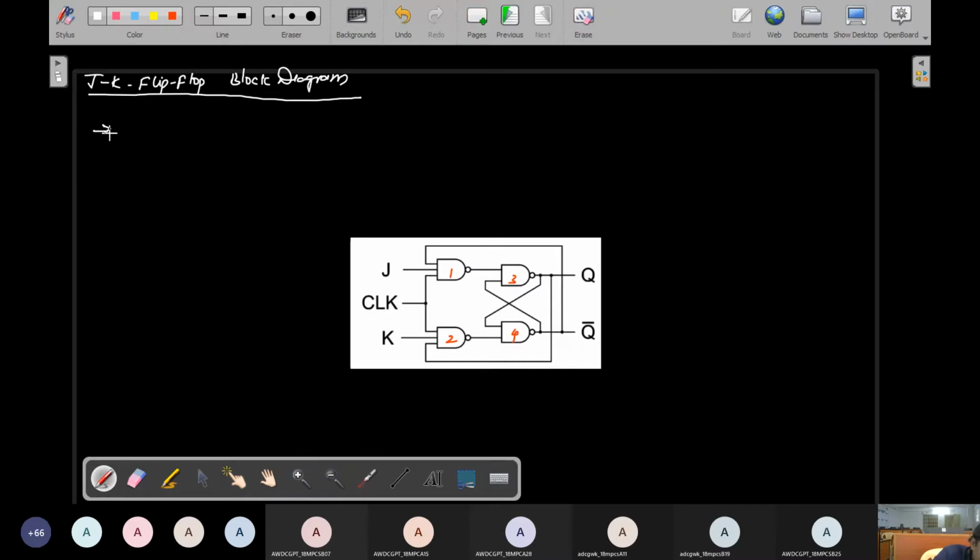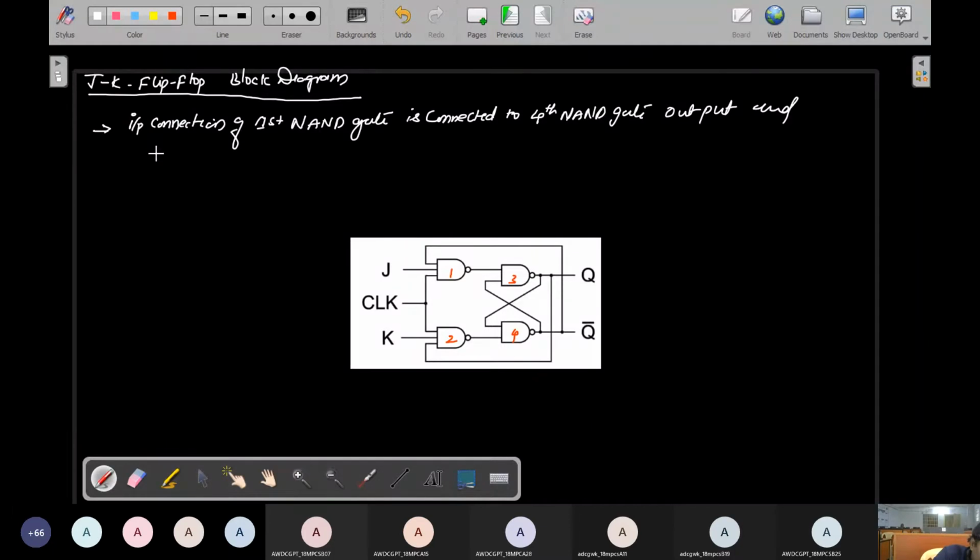So I'll write here the key points. The input connection of the first NAND gate is connected to the fourth NAND gate output, and the input connection of the second NAND gate is connected to the third NAND gate output.